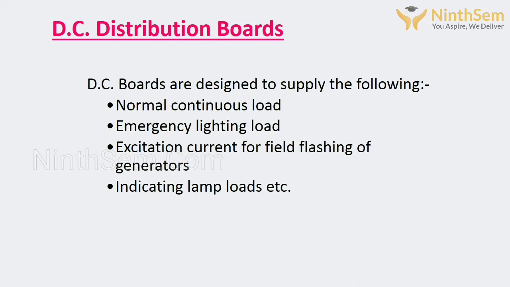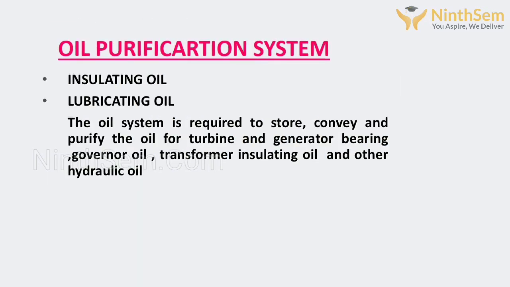DC distribution boards. The DC boards are designed to supply the following: normal continuous load, emergency lighting load, excitation current for field flashing of generators, indicating lamp loads, oil purification system, insulating oil, lubricating oil. The oil system is required to store, convey and purify the oil for turbine and generator bearing, governor oil, transformer insulating oil and other hydraulic oil.